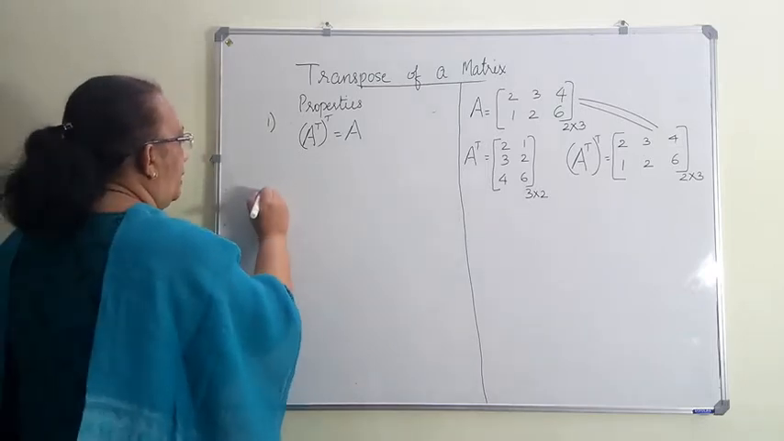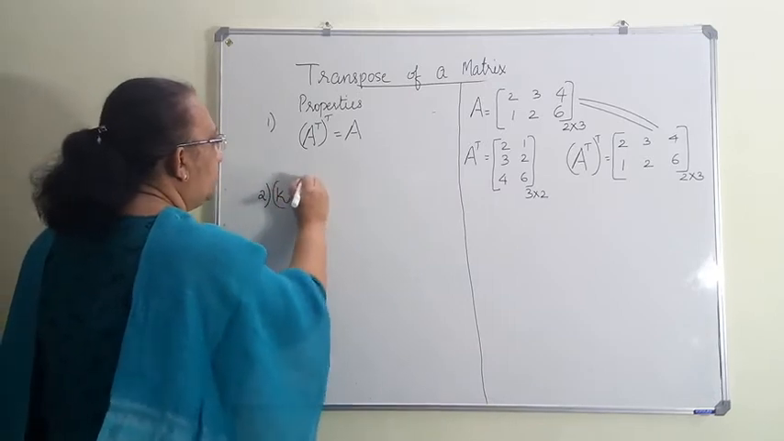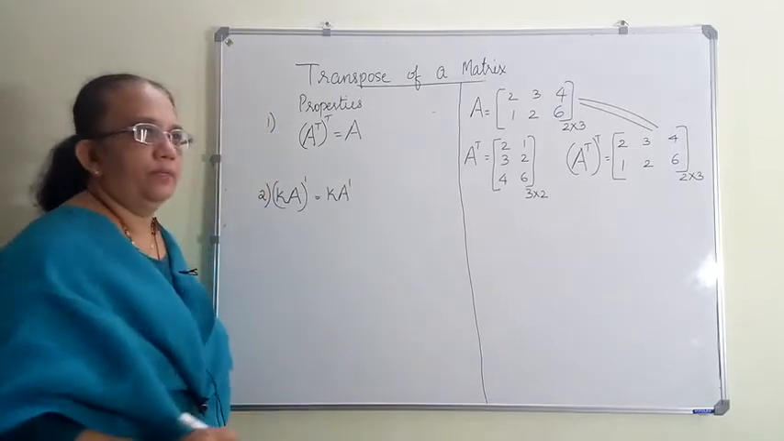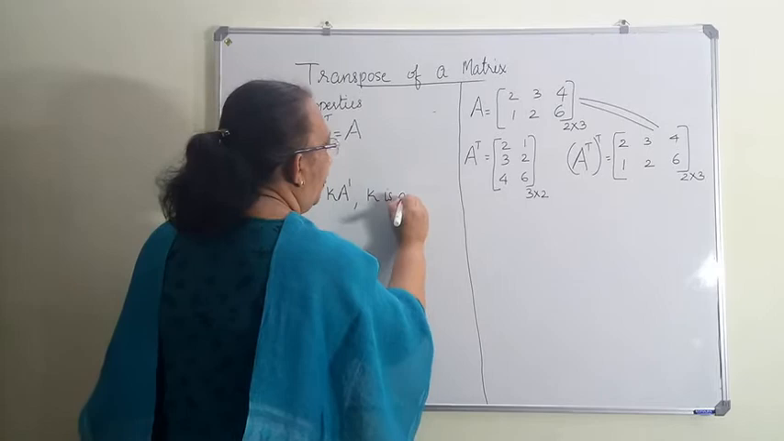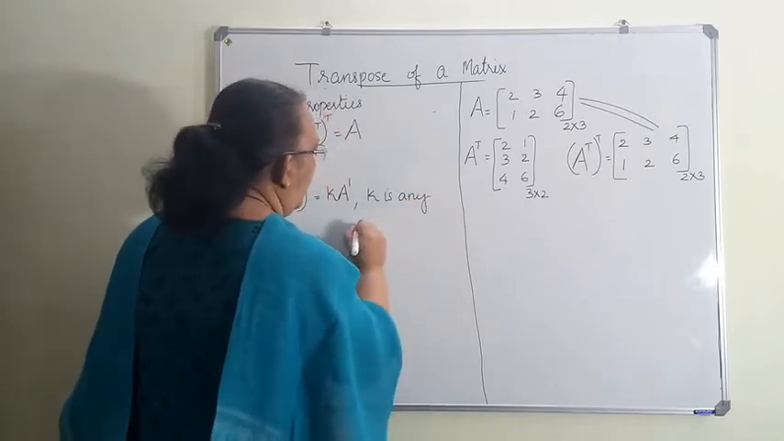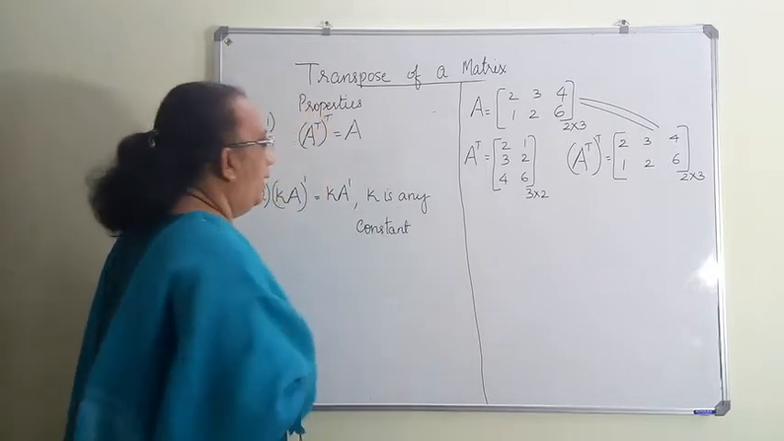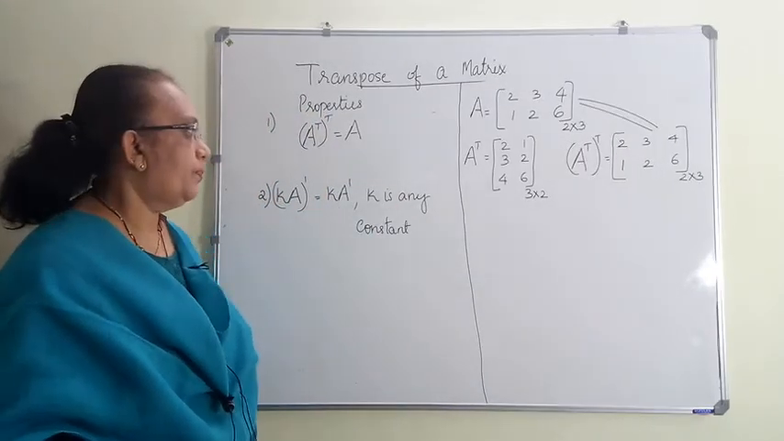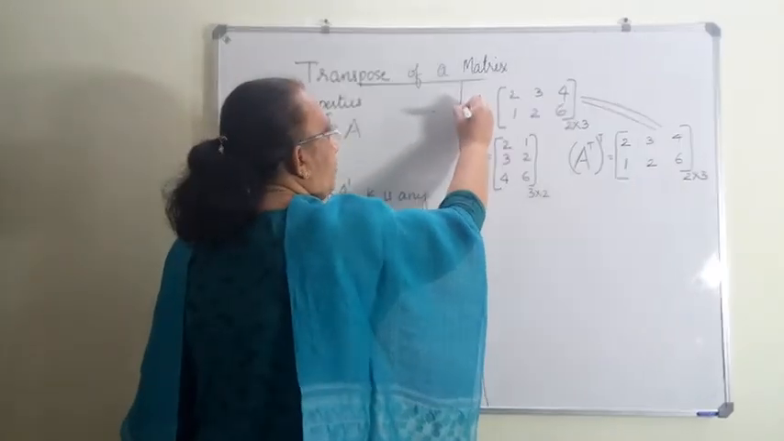Second property is: kA, the whole transpose, is equal to k into A transpose, where k is any constant. Let us consider the example.